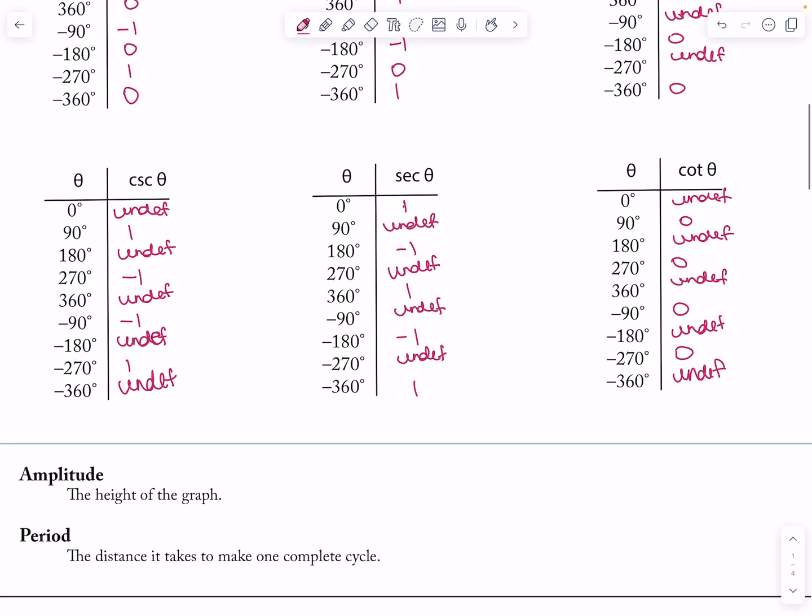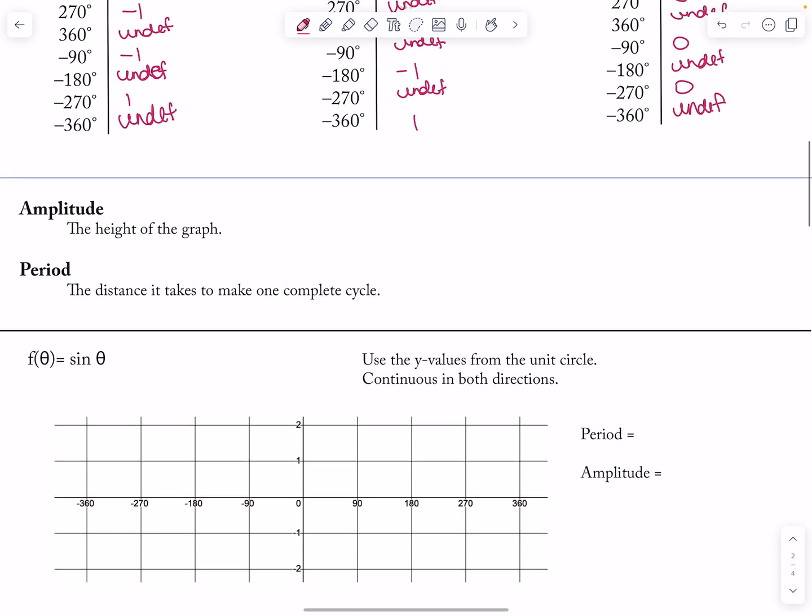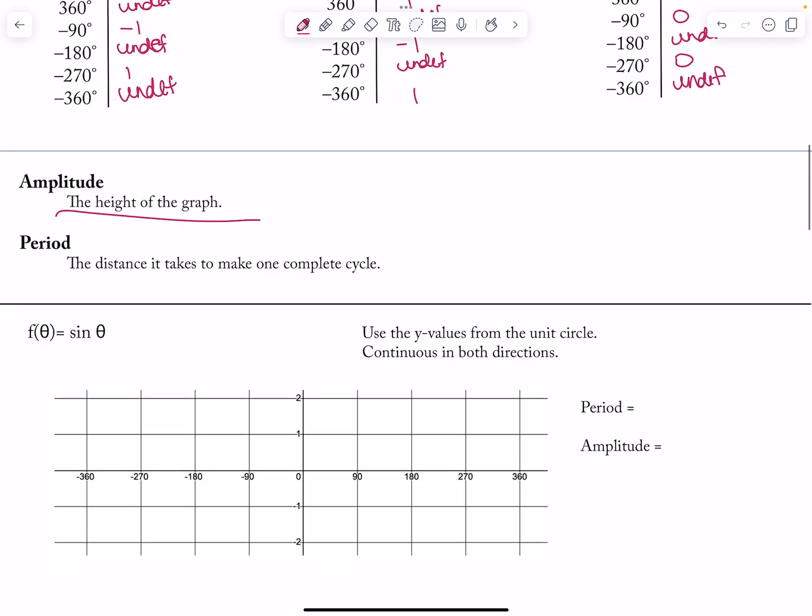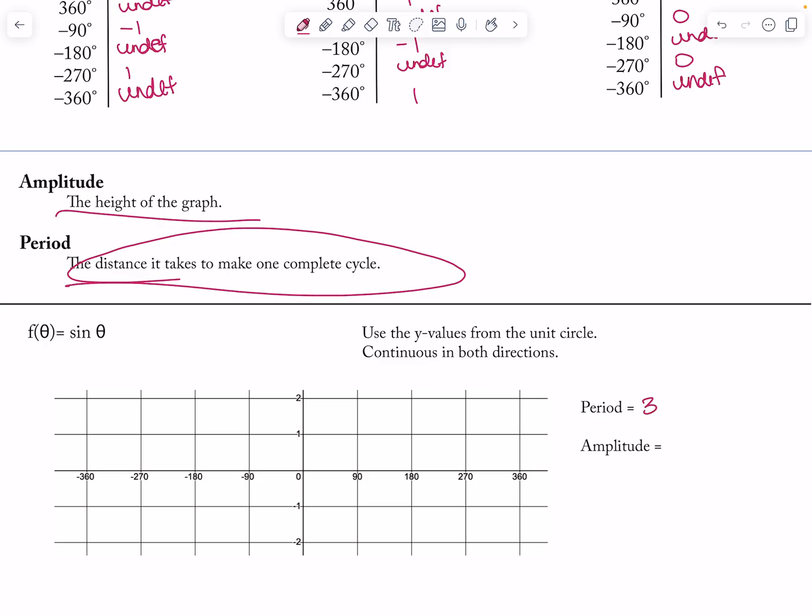And now what I'm going to do is graph these. So amplitude is the height of the graph. Once you split the graph in half, it's the highest point, which is the same distance as the lowest point. The period is the distance it takes along the x-axis to make one complete cycle. So the period is 360 degrees for sine, and the amplitude is going to be 1, because you'll see.